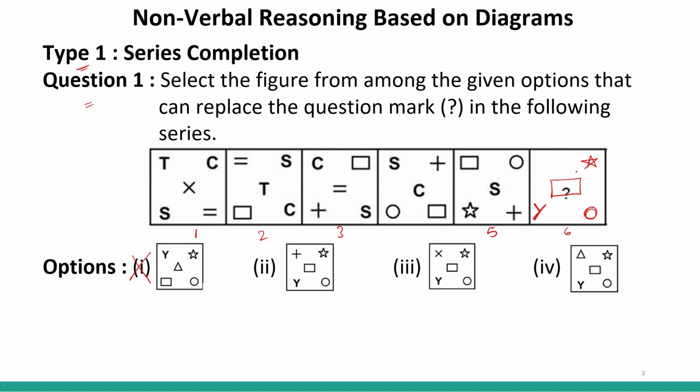Now the other symbol over here which has disappeared is S. S has disappeared. So we have to look for plus. Plus will move how many positions? Plus will move 3 positions. So 1, 2 and 3. So plus will come over here. So my answer will have plus, star, rectangle, Y and O. So over here this is eliminated, this is eliminated. So option number 2 will be the correct answer.